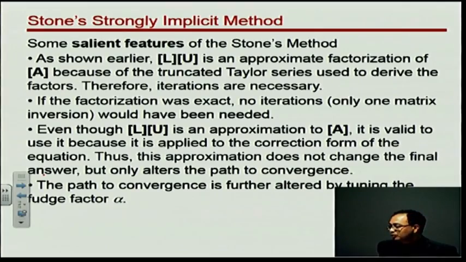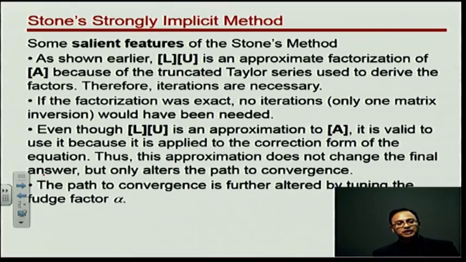Why does the method work? The method works because we are applying it to the correction form of the equations. You cannot apply this to the real equation. Why? Because then you are not solving A times phi equal to Q anymore. You would be solving some other equation. But you are always allowed to solve some modified correction form of the equation because it's simply predicting a correction. As long as that correction takes us towards convergence, it doesn't matter if I'm predicting a correction of 200 versus 2, as long as it takes me to the right answer.